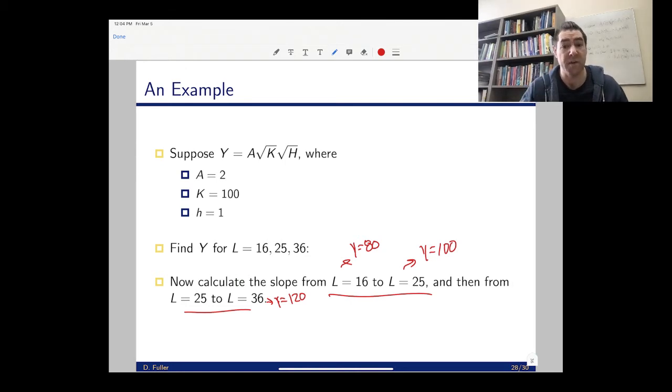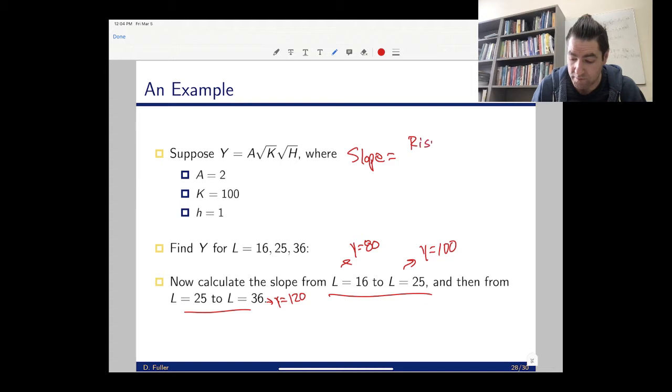All right, so let's see if we can make sense of these slopes. If you remember, the slope is equal to the rise over the run, right? In our case, the rise is going to be the change in GDP divided by the change in L, or the change in H in this case, if we want to think of it that way. That's the slope of my production function. So let's calculate that, from L equal to 16 to L equal to 25.